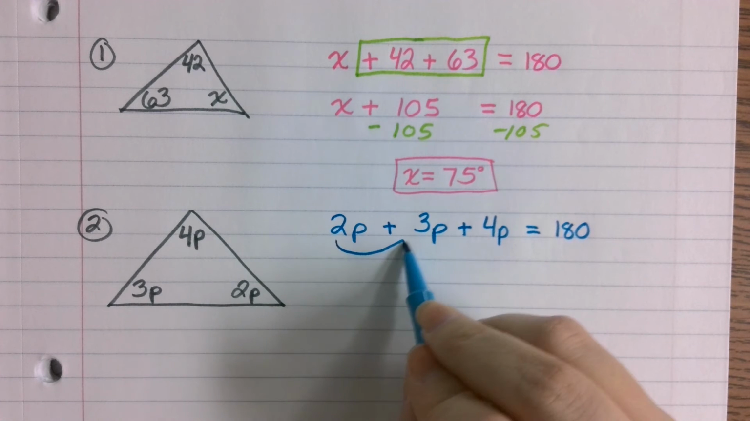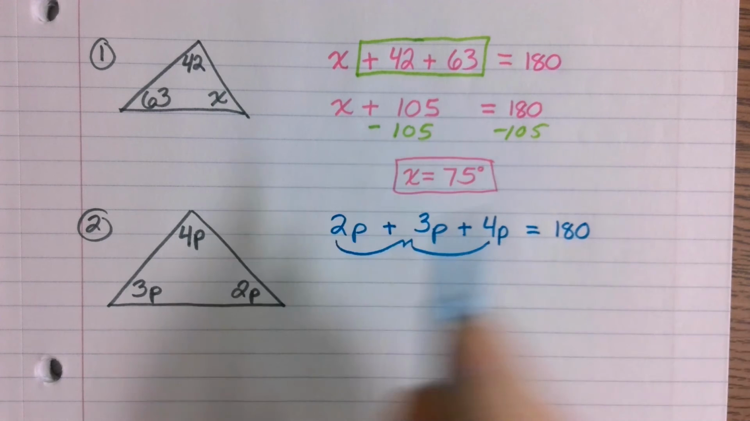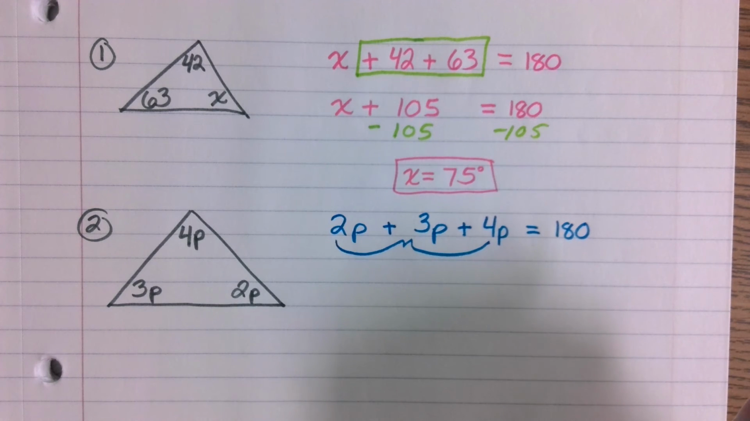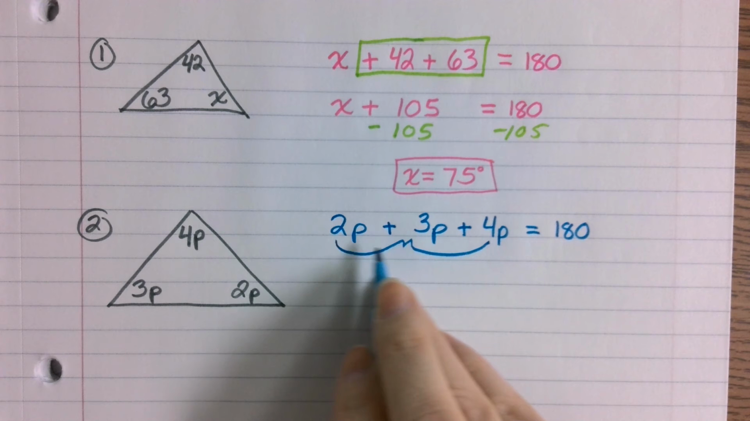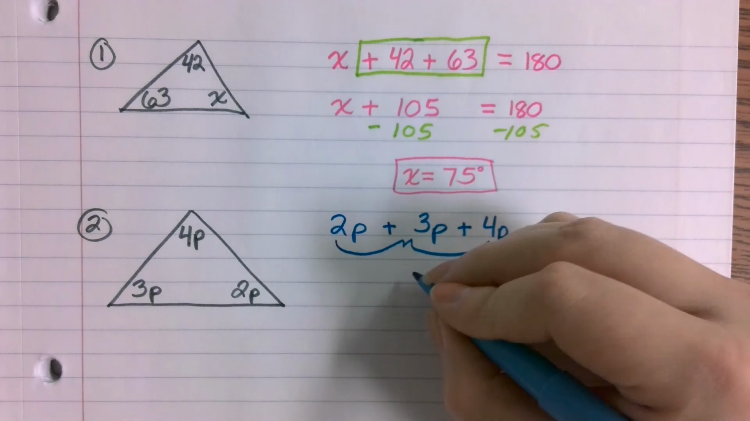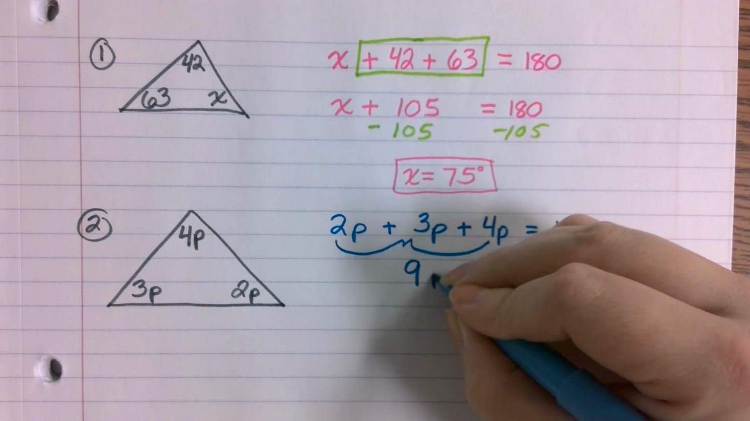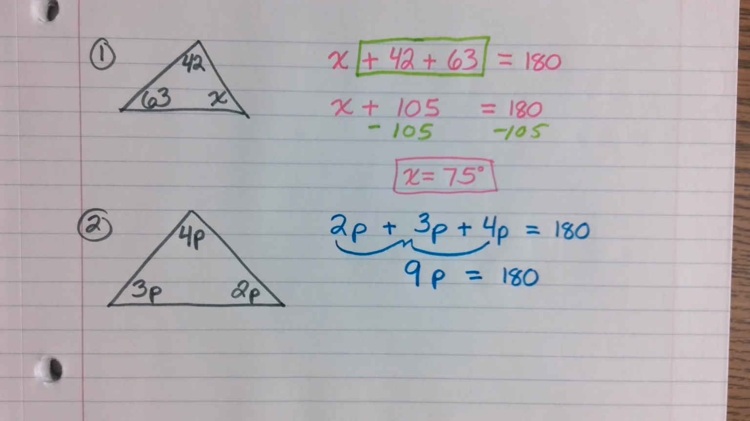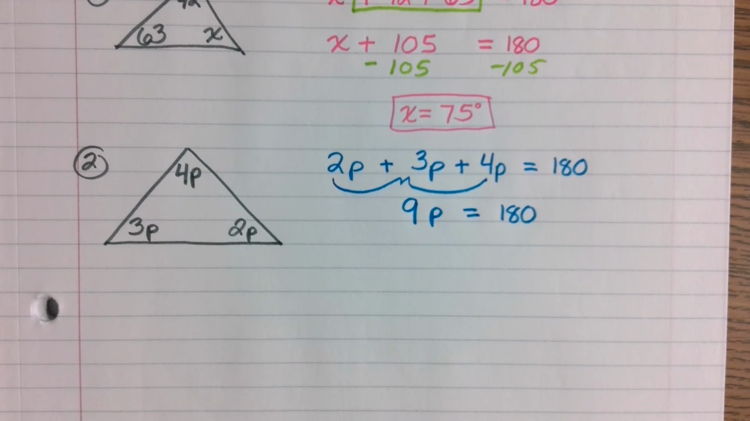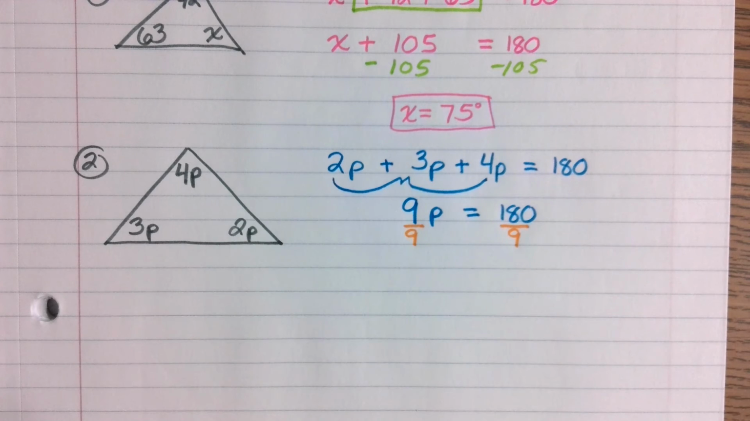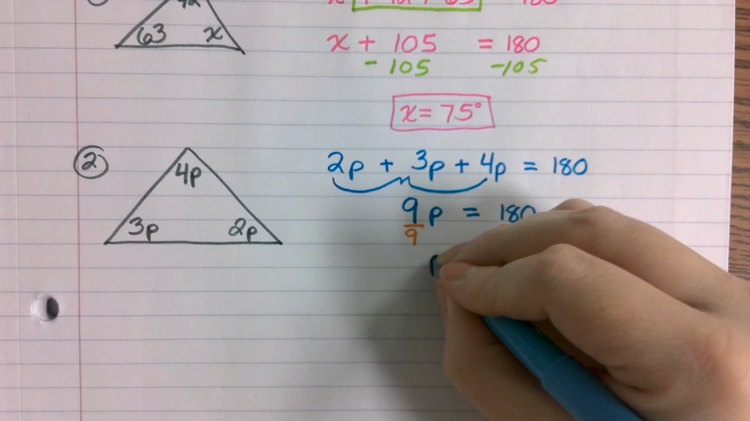So these are all like terms, aren't they? They're all terms of p to the first degree. So I can actually combine these all together. What is 2p plus 3p plus 4p, guys? 9p. So we're going to get 9p is still equal to 180. It's a little simple. Then we would what? Divide by 9. Good. We're going to divide both sides by 9, and we'll get that p is equal to 20.